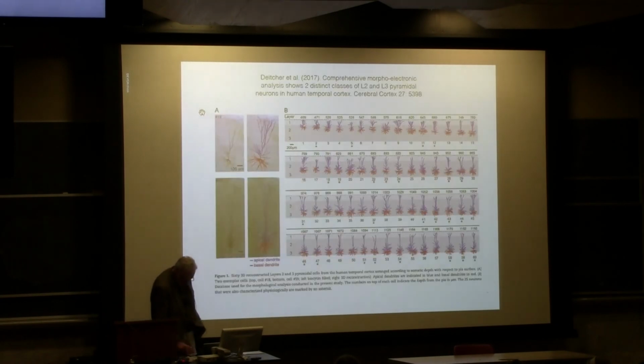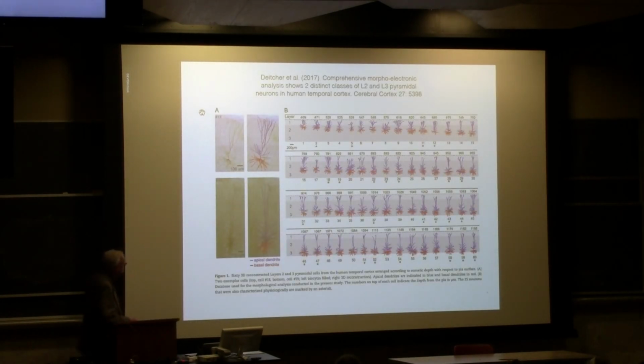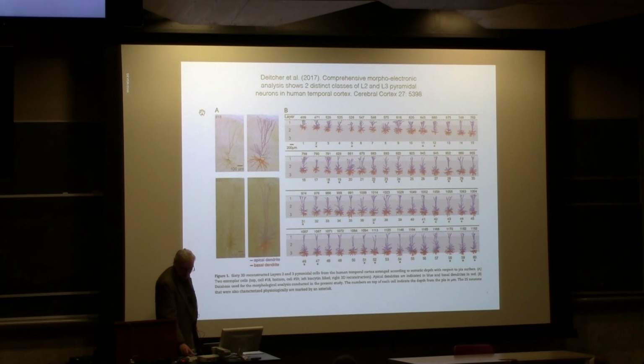And before we go, I want to take you to this real diagram. So here's the paper. Comprehensive morphoelectronic analysis shows 2 distinct classes of L2 and L3 pyramidal neurons in human temporal cortex. So here they are. They looked at 60 cells. You can see what's happening. These projections, these dendrites are getting larger and longer. The cells are getting longer and longer and bigger and bigger. So these guys picked up on that. We see that the cell extent, the dendritic tree extent, is getting bigger and bigger in different locations in temporal cortex.